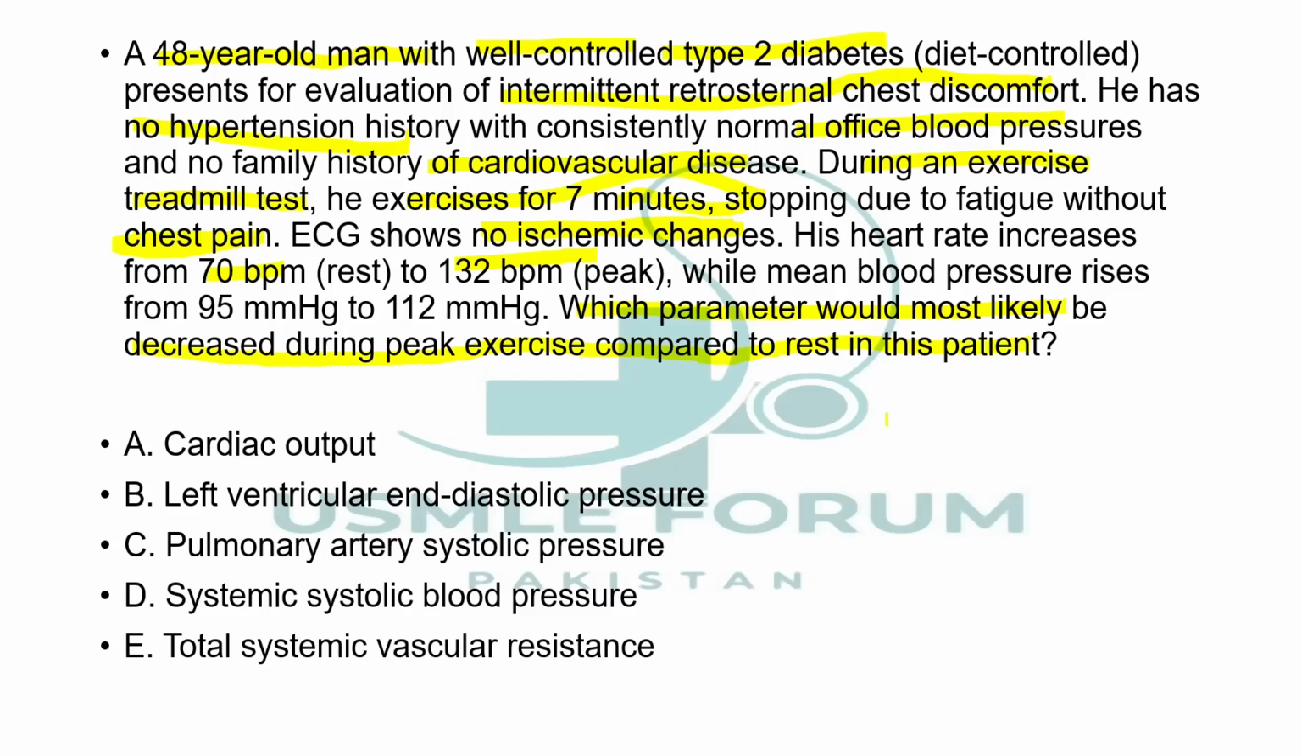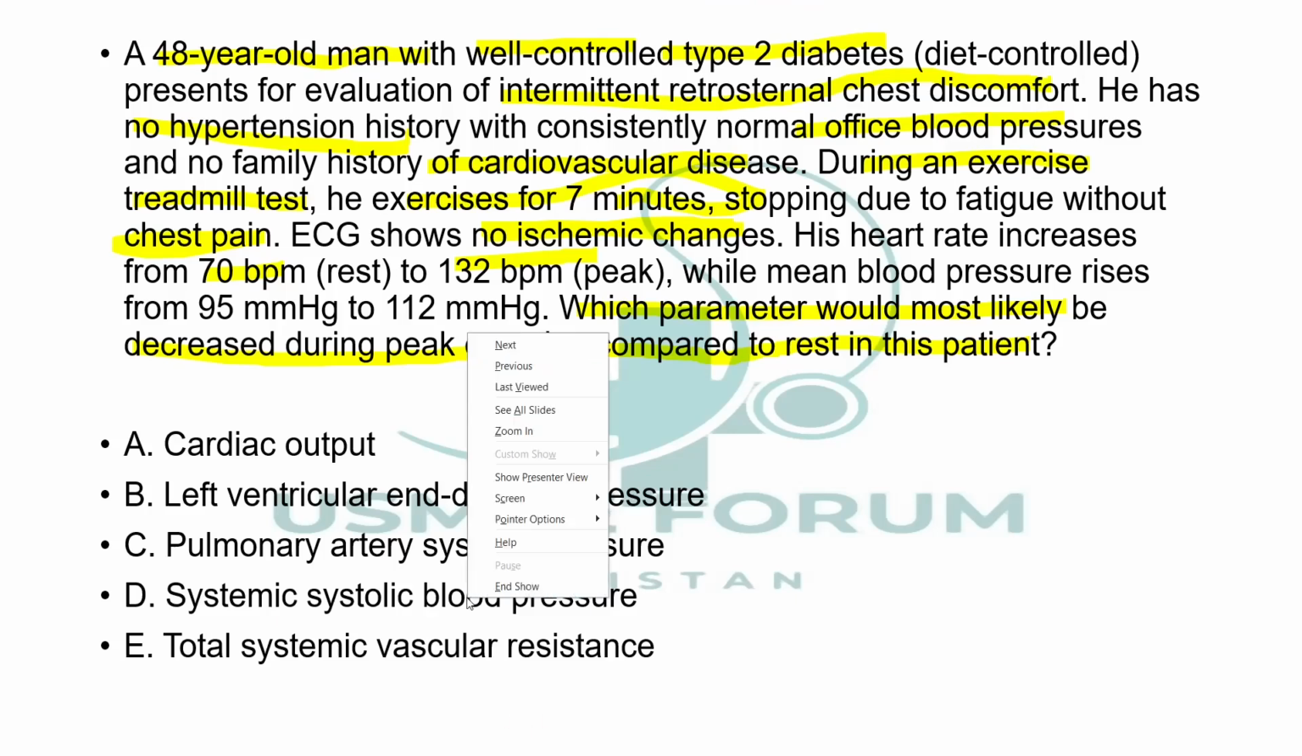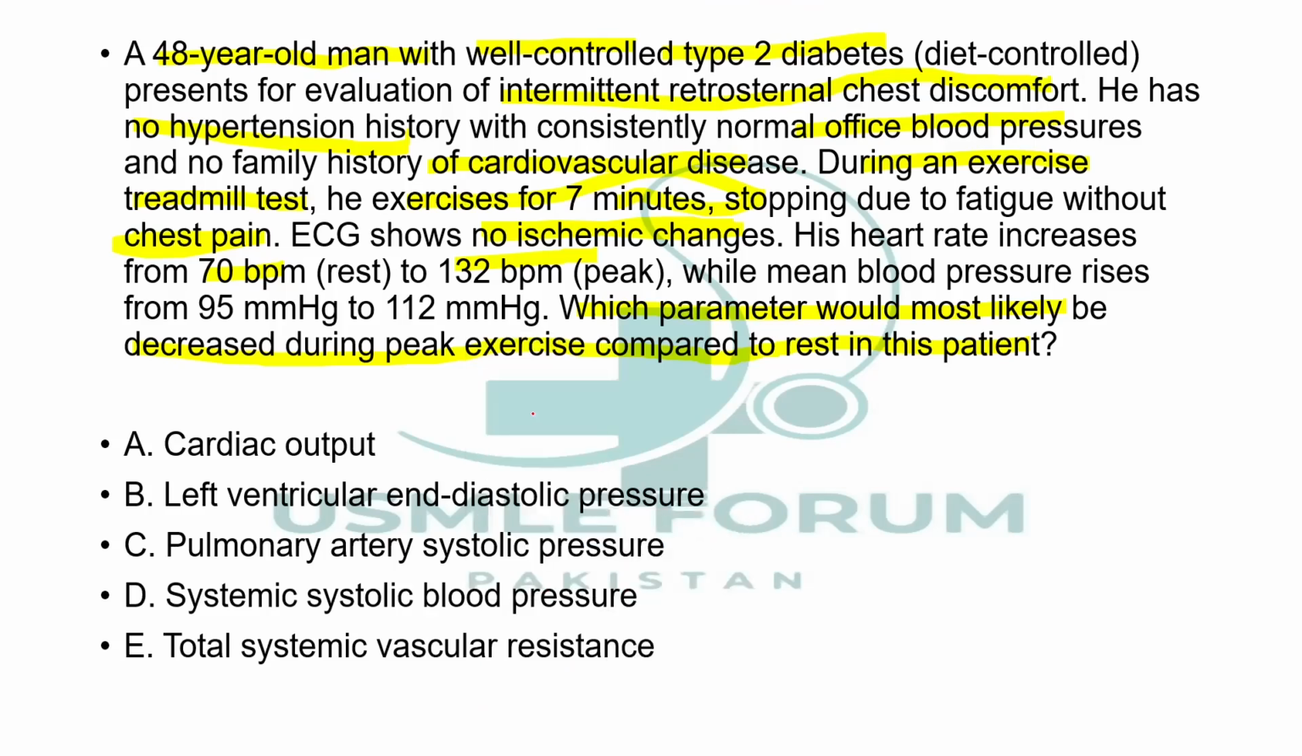Basically, what they're asking is what parameter would be decreased whenever exercise changes occur in our body. So, to answer this question, you have to know what changes occur in the body during exercise. And I have a good illustration for that, but first of all, we need to discuss a few options right here before going on to that.